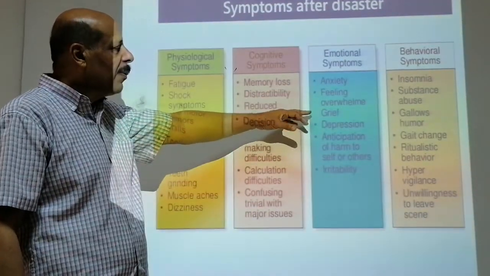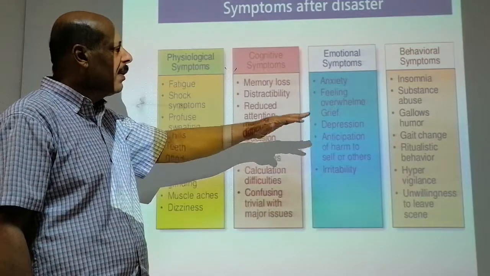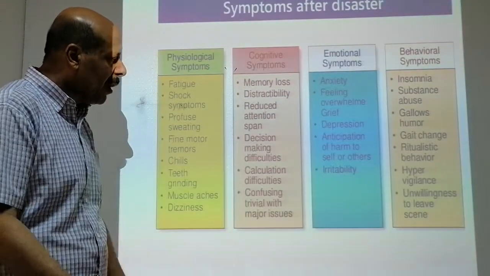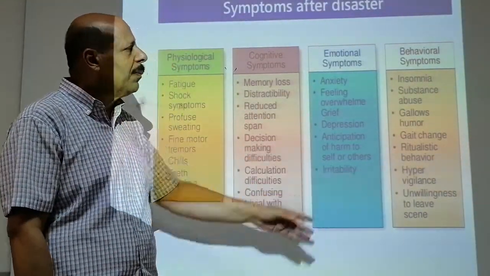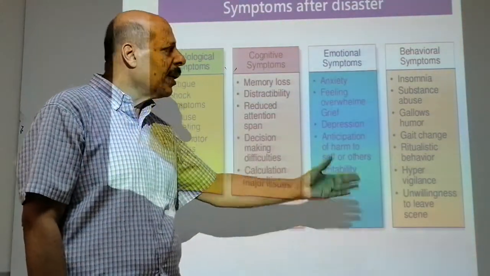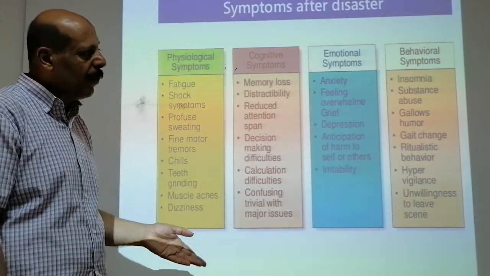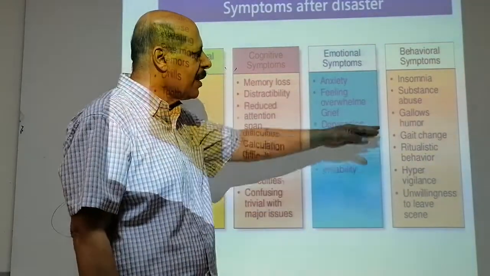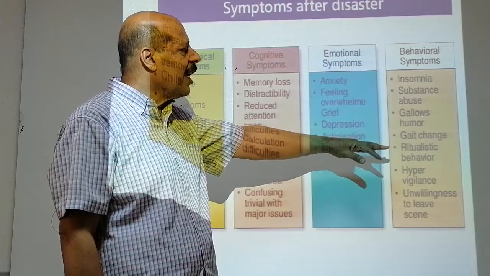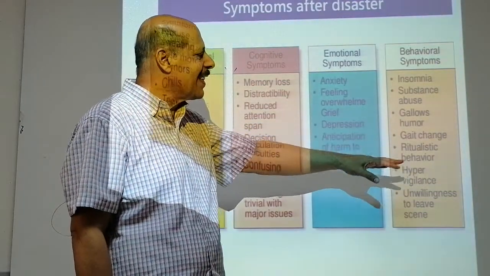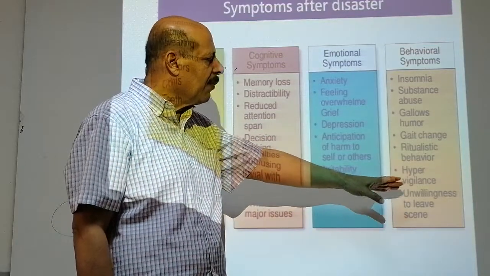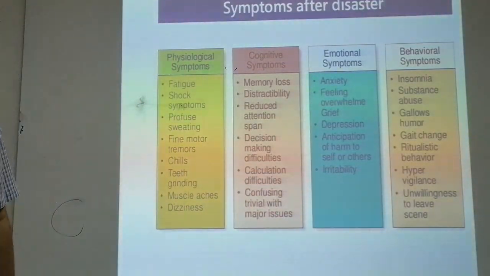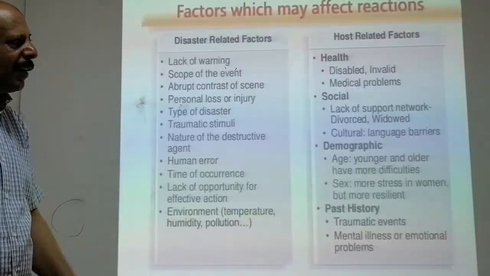Emotional symptoms: anxiety will be there, feeling overwhelmed, grief, depression, anticipation of harm to self and others sometimes, so he might harm himself or others. Irritability will be there. Behavioral symptoms: insomnia, unable to sleep, substance abuse sometimes, or those people might shift to substance abuse, alcohol or narcotics. Gallows humor, gait changes, ritualistic behavior, hypervigilance, unwillingness to leave the scene or to leave the area of the disaster. So he wants to stay there.